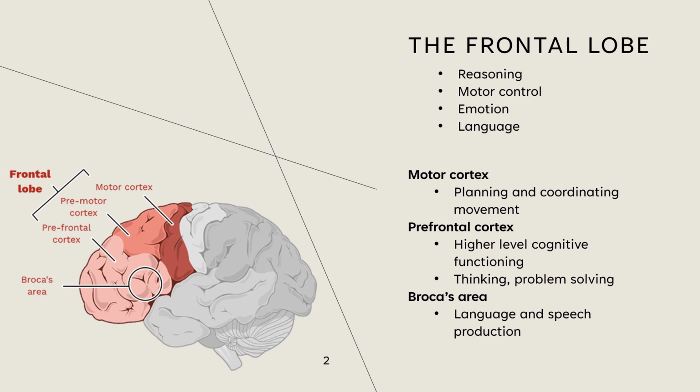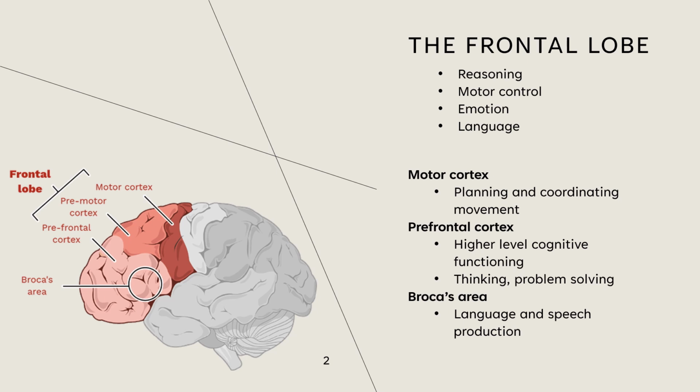Finally, we have Broca's area, which is specific to language and speech production. This is where we take our ability to speak a language, our vocabulary, our understanding of words and their meaning, and they are put together as instructions, much like coordinating the movement is, but in terms of speech and communication and language.